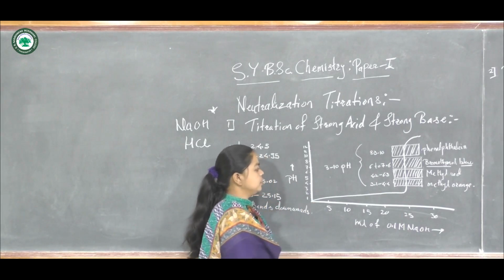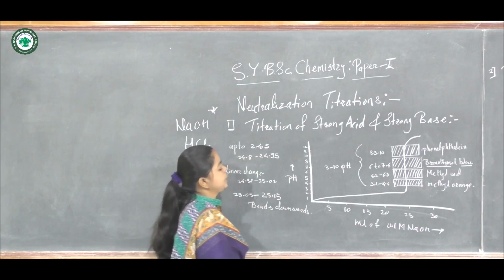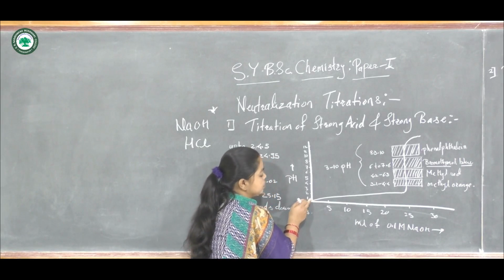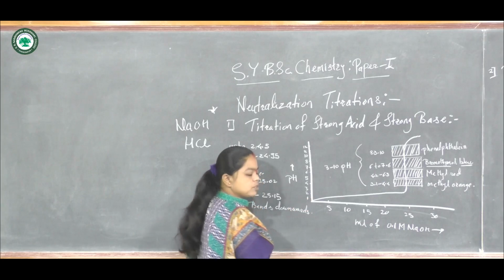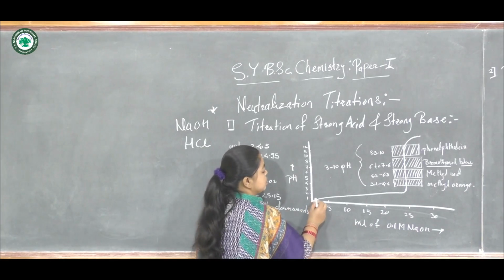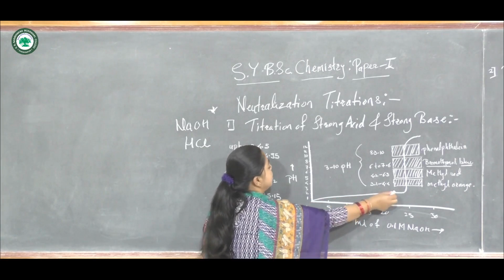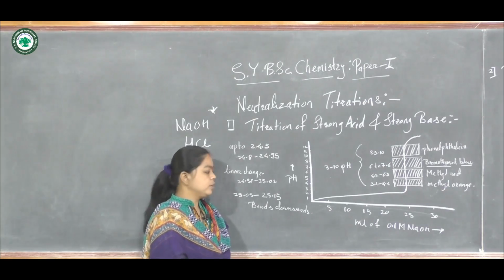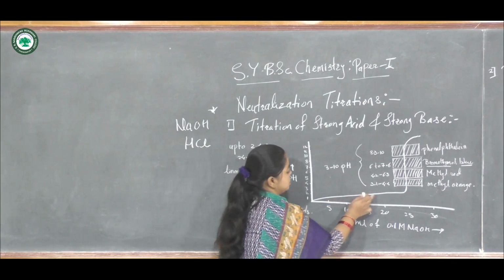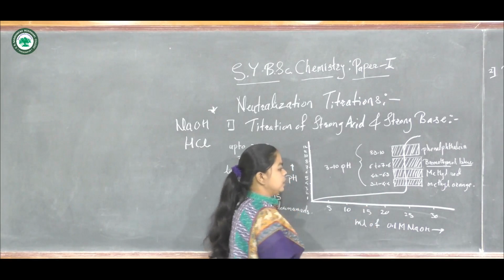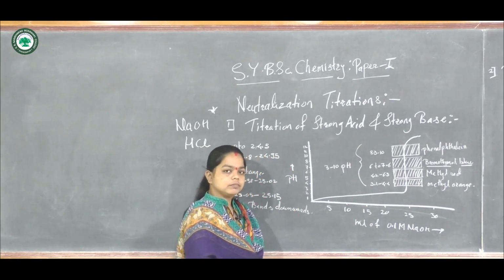Now we can see here the pH at the start is nearly 1. So here pH is 1, and when we are adding the NaOH slowly, not much increase is observed in the pH value. There is only a very slight increase. A linear graph is obtained.